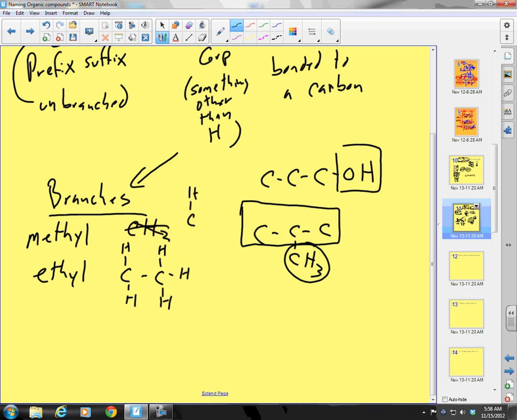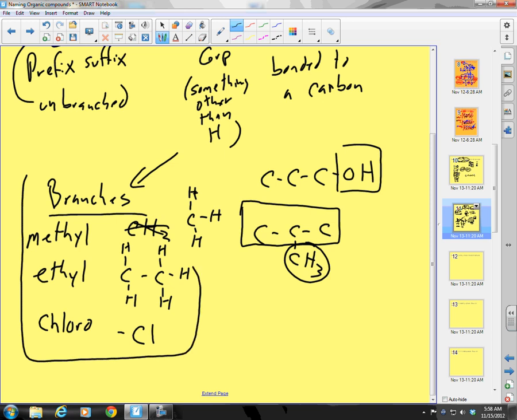And oops, let's draw that better. So really, when you see this coming off of the side of something, that might be a methyl group, ethyl group. We could have a propyl group. We might have a fluoro or a chloro. A chloro means that I have a carbon, not a carbon, a chlorine popped onto it. Something like that. These are typical branches.